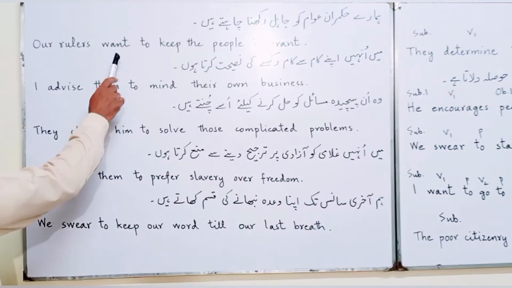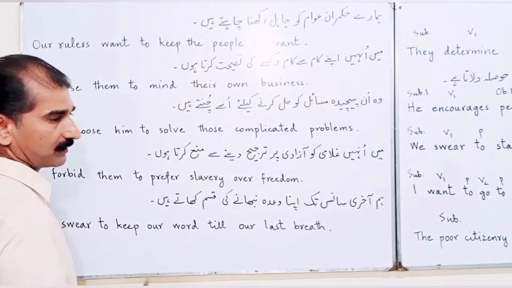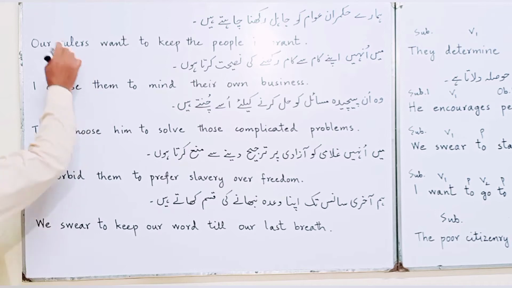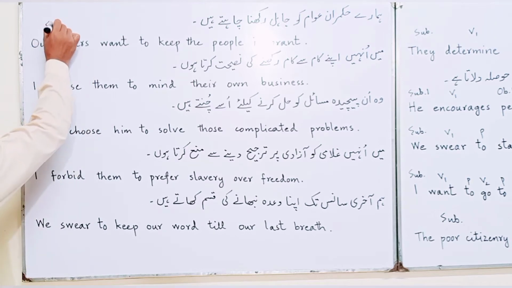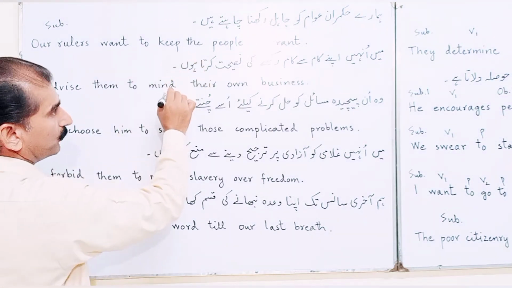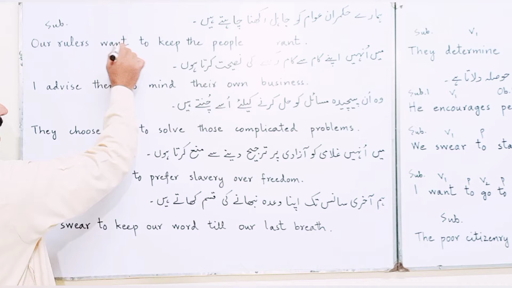Our rulers want to keep the people ignorant. Now, our rulers is serving here as the subject of the sentence, and they are using double verbs on the same poor citizenry to keep them ignorant.